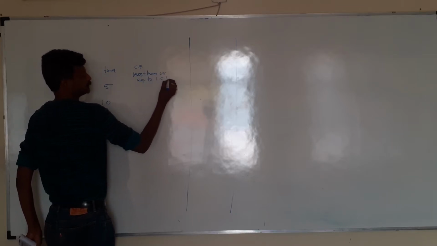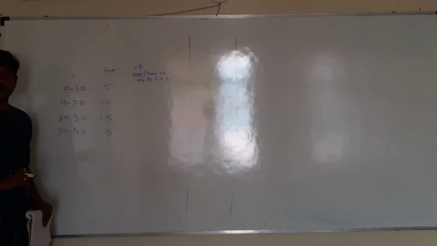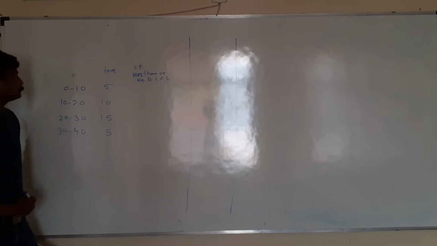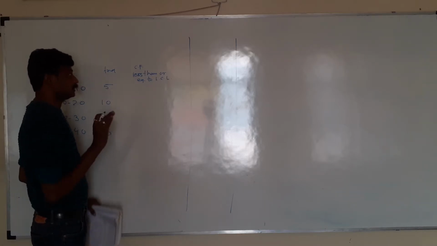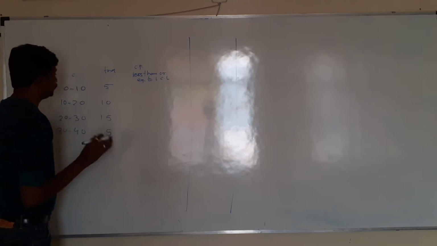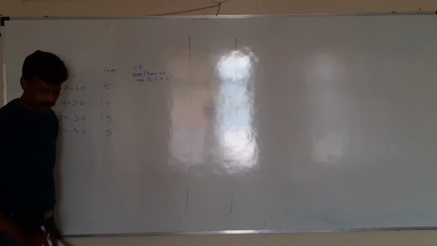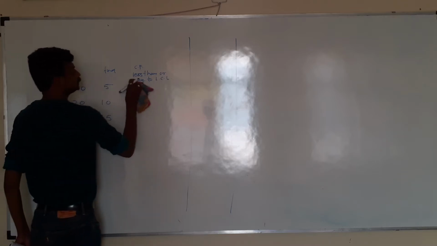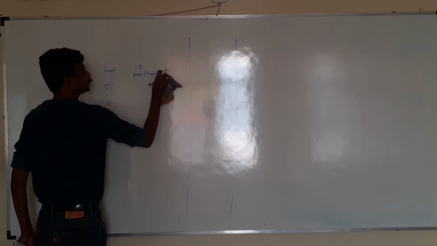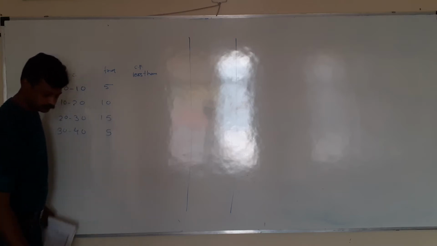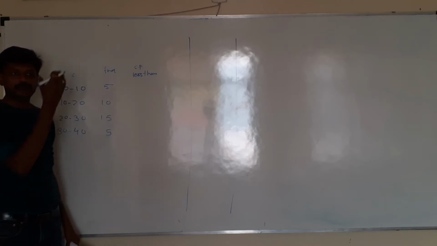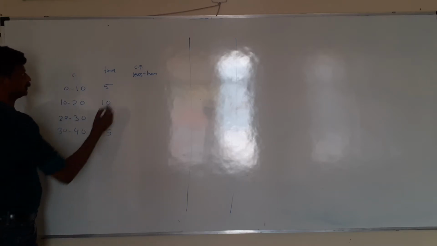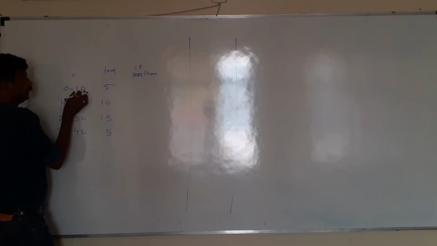Cumulative frequency less than or equal to, it will come as cumulative frequency less than upper class limit, not lower class limit. Cumulative frequency less than or smaller than upper class limit. For that there will be addition from top to bottom. For example, cumulative frequency less than upper class limit.